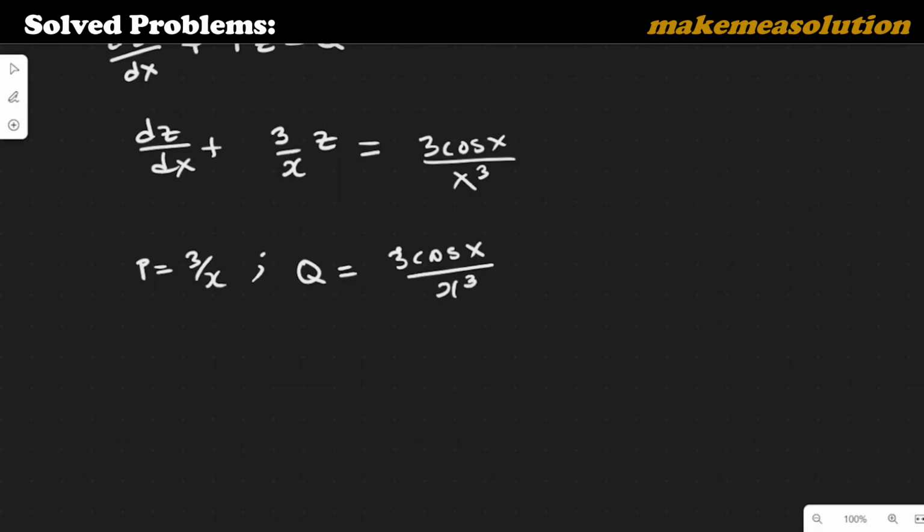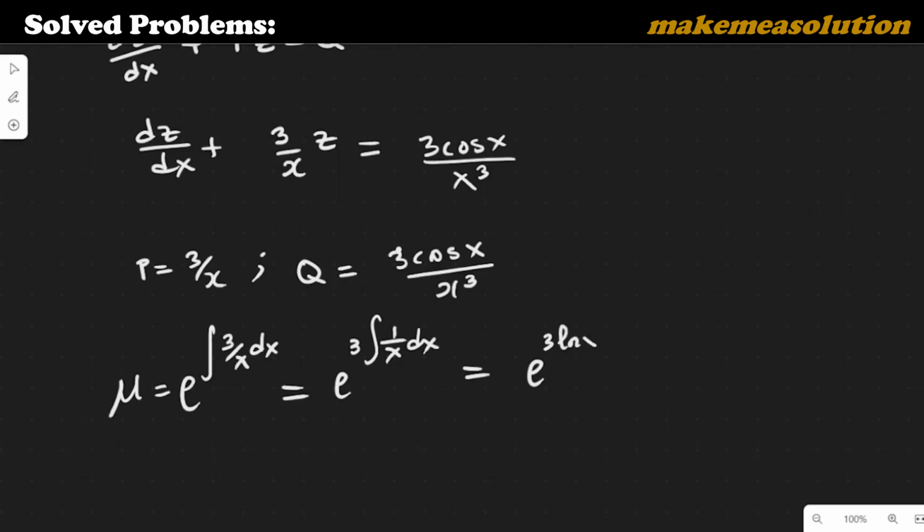Now our mu is exponential integral of p dx, right? So we have exponential 3 integral of 1 over x dx. This gives me exponential 3 ln x. This gives me exponential ln x cubed, and this is x cubed in the long run.